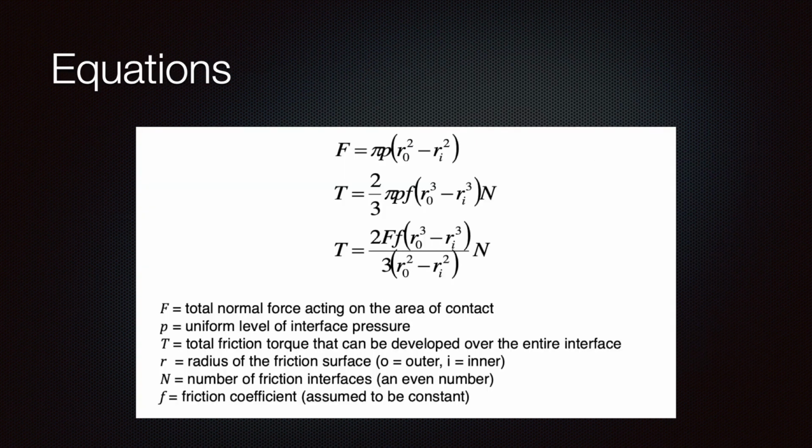We have some equations that can be used to calculate and analyze various factors of a clutch. But first we have to assume uniform distribution of interface pressure, and that we're working with a new or unworn clutch. These factors relate to the total torque that can be developed, the force acting on an area, the number of friction interfaces, and the inner and outer radius of the friction surface.